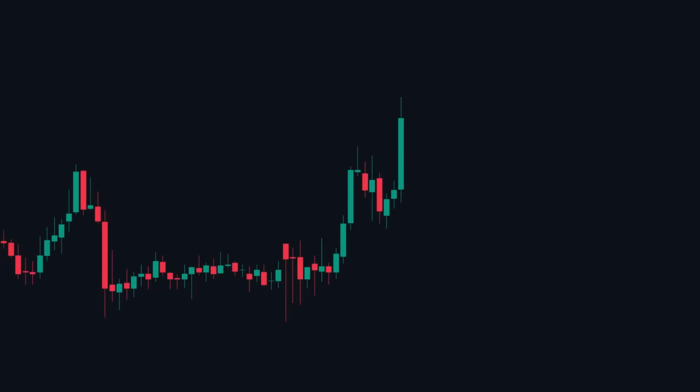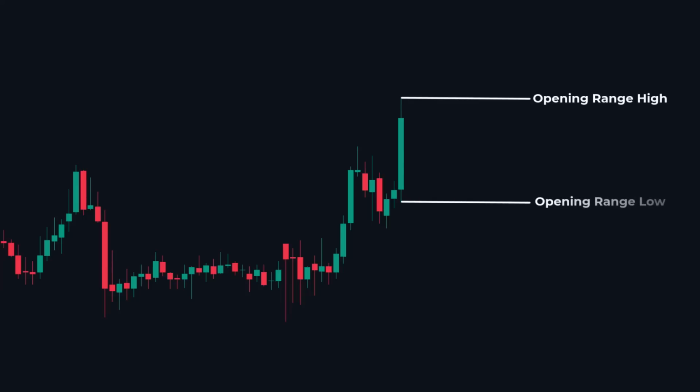As mentioned earlier, the first step in identifying the ORB range is to wait for the US stock market to open at 9:30. After the open, we wait for the first candle to close. In this example, we're using the 15-minute ORB range, meaning this is the first 15-minute candle formed after the 9:30 open. Once we've identified this candle, we simply draw one level from the tip of its upper wick to mark the opening range high, and another from the tip of its lower wick to mark the opening range low.